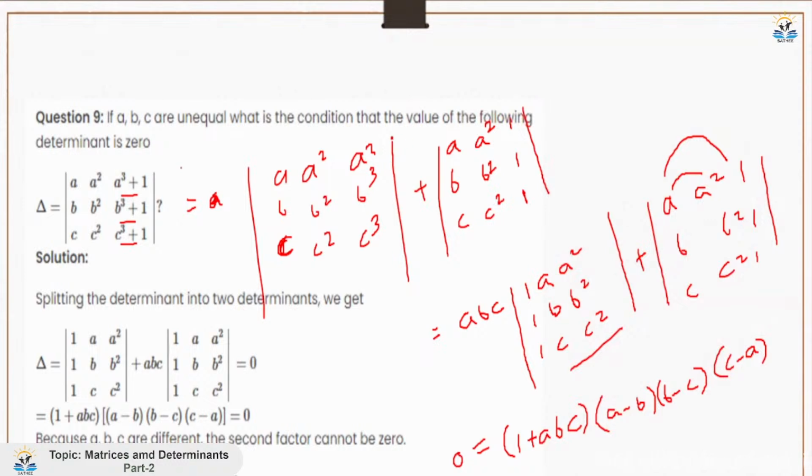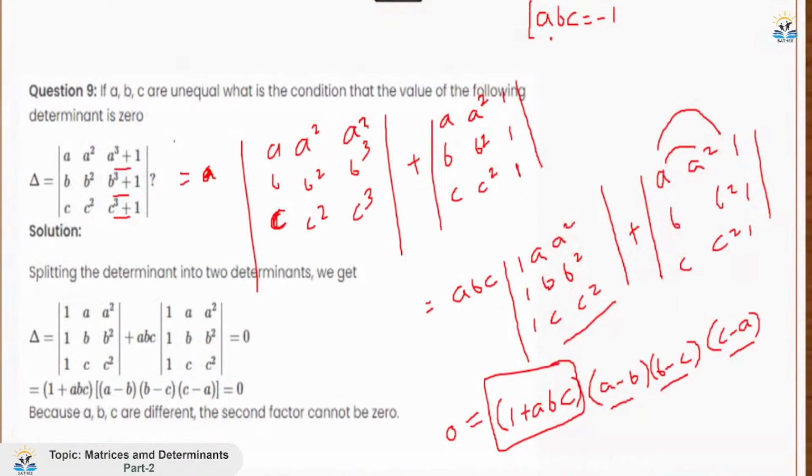So now what you need is, if A, B, C are unequal. Since A, B, C are unequal, that's why it was given here. If A, B and C are unequal, then A minus B will not be equal to 0. Obviously, if A, B are unequal, meaning they are not the same, then how can A minus B be equal to 0? So A minus B is not equal to 0. Similarly, B minus C is also not equal to 0. Similarly, C minus A. So only your 1 plus ABC can be equal to 0. So this implies that the condition for the determinant to be equal to 0 is ABC should be equal to minus 1. This is my answer.